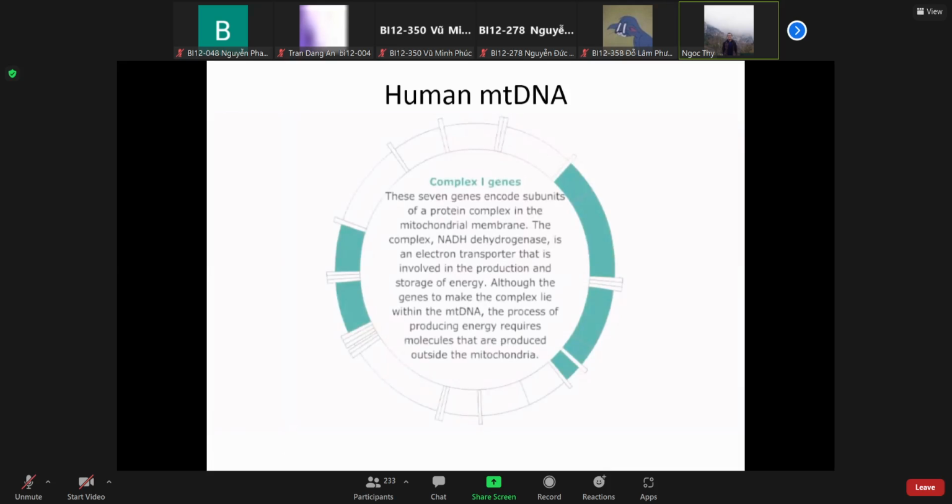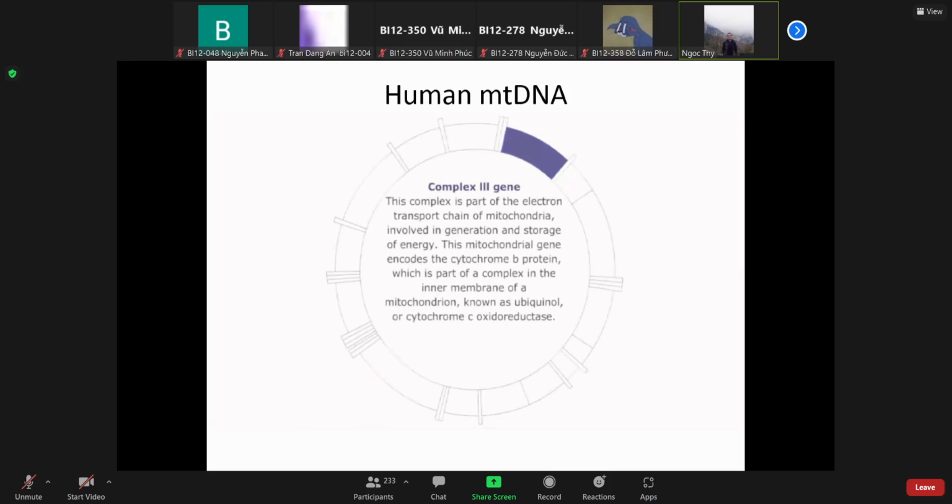Complex 1 genes. These 7 genes encode subunits of NADH dehydrogenase, which is an electron transporter involved in production and storage of energy. Though the genes lie in mitochondrial DNA, the process of producing energy requires molecules that are produced outside of mitochondria.